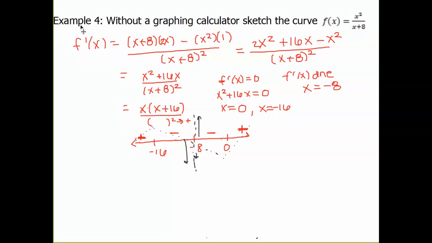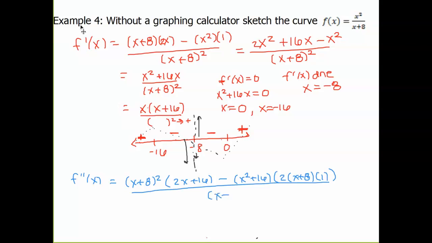Finding my second derivative. You have low d high minus high d low, all over low low.